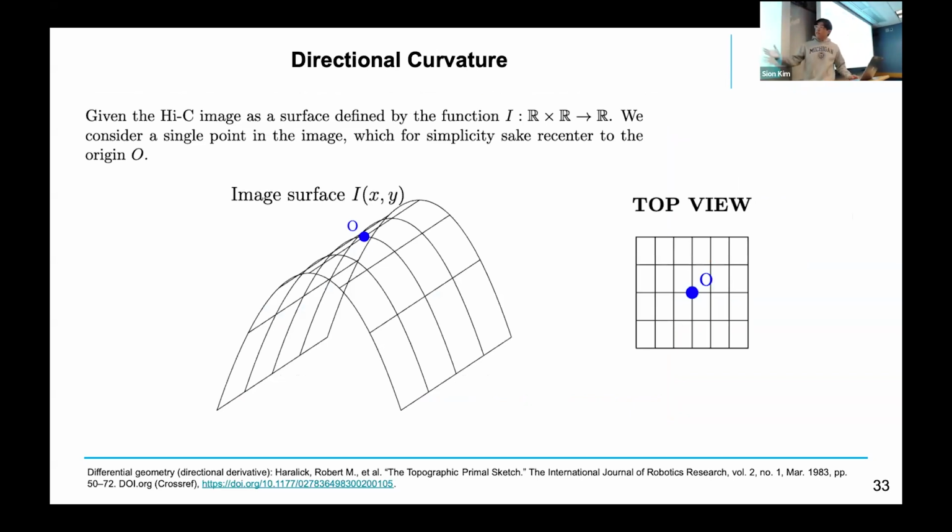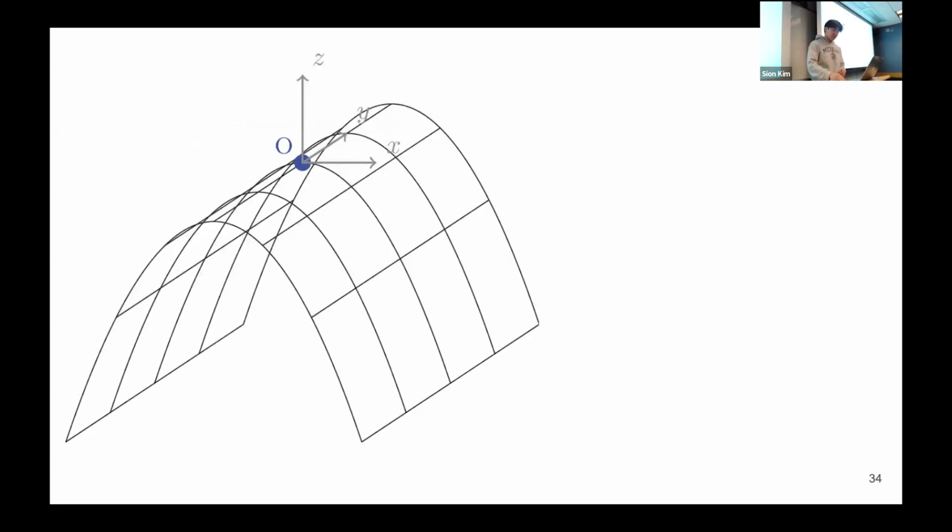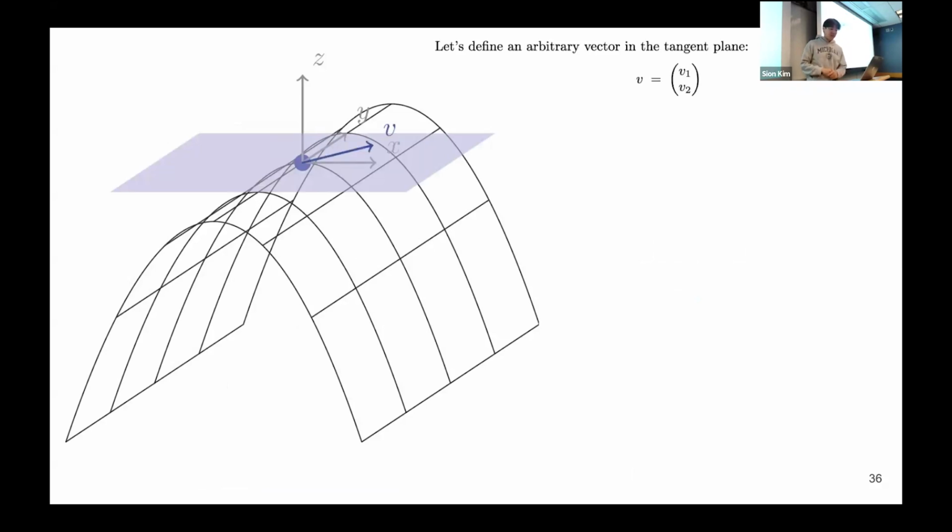This is a very simple ridge. We have a surface that's defined by I, the image. Let's say I have a point O on that surface, and I want to quantify this. I want a number that is high at this point, because we're on a ridge at this moment. We have the top view on the left and right. And so we zoom in. I'm going to make a tangent plane, and then define an arbitrary vector in that plane. It's just completely arbitrary.